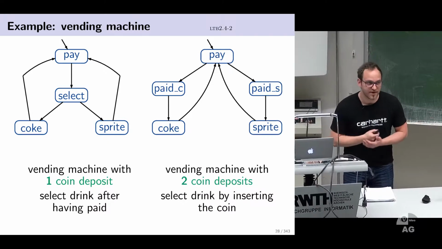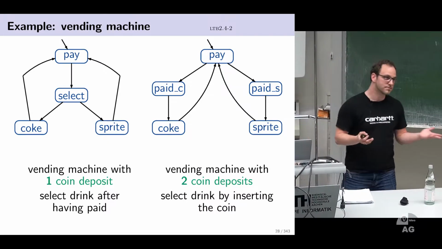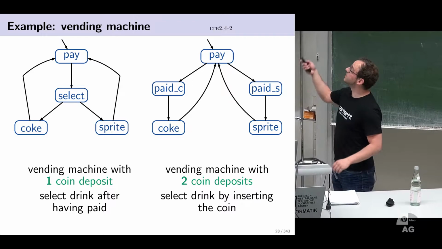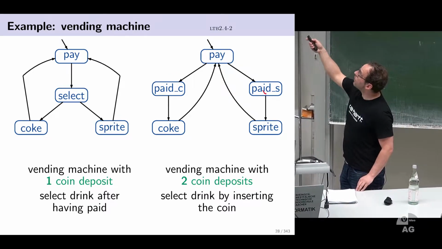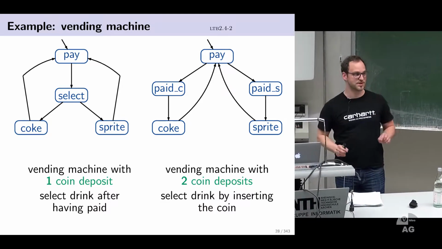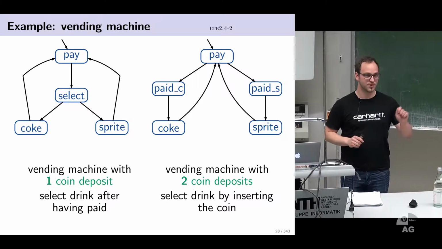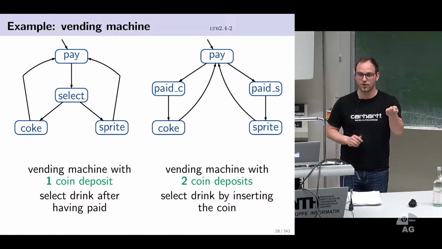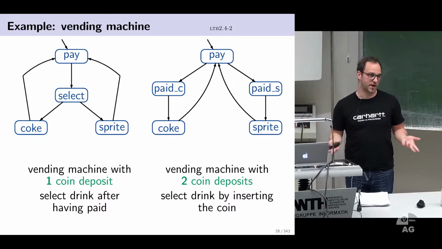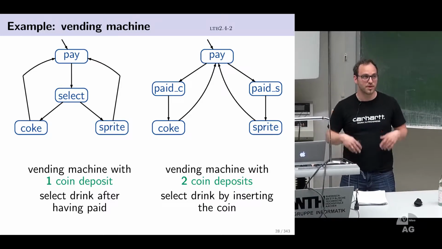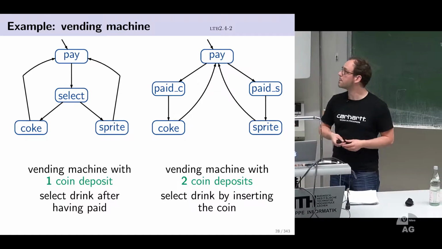Well, what about this other vending machine? It looks similar, but is still somewhat different. So initially, we pay, but we have to already pick one of two coin deposits. So there are two slots for our coins. One of which, when you put in the coin, you will only get Coke in the end, and one of which you will only get Sprite. So you have to already make up your mind before putting in the coin.